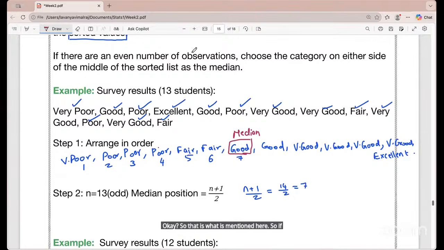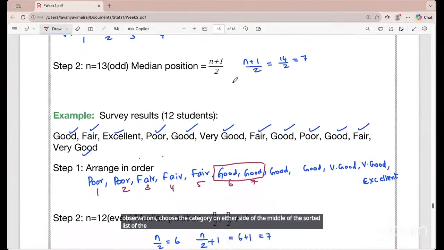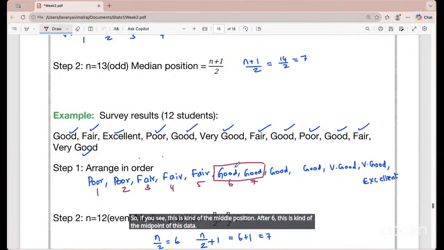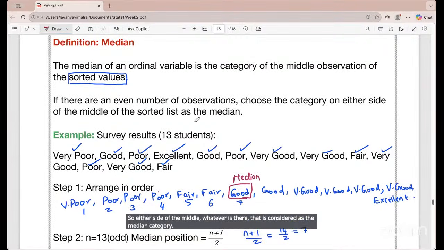If there are an even number of observations, choose the category on either side of the middle of the sorted list as the median. If you see, this is kind of the middle position, after 6, the midpoint of this data if we are splitting based on the count. So either side of the middle, whatever is there, is considered the median category.